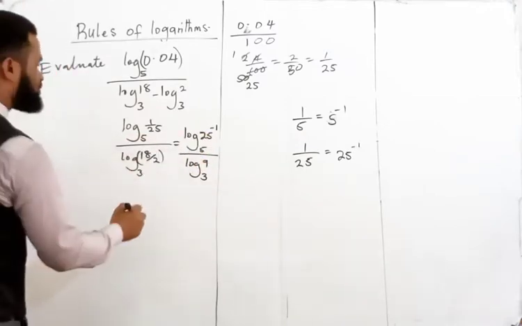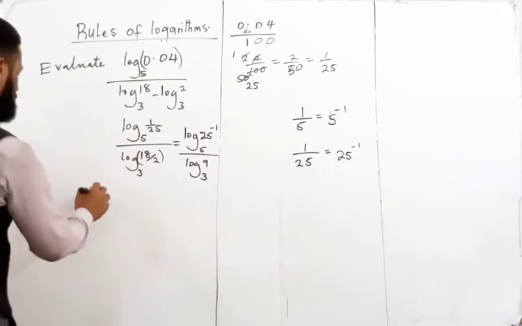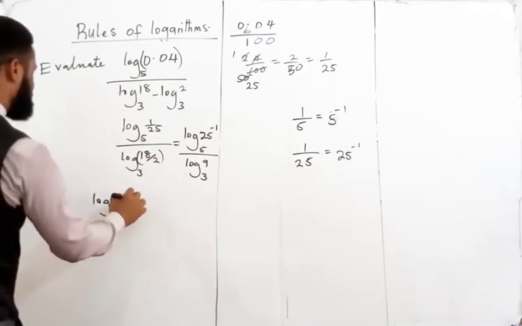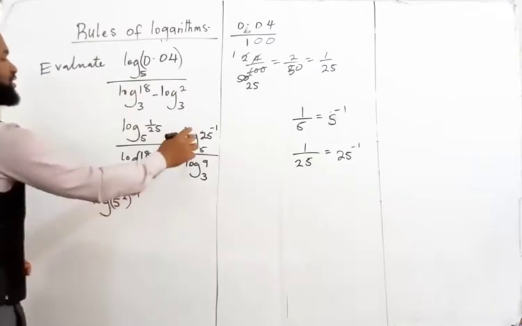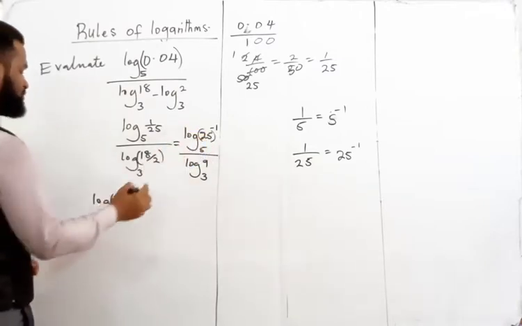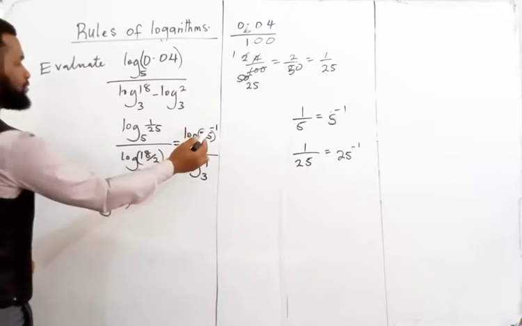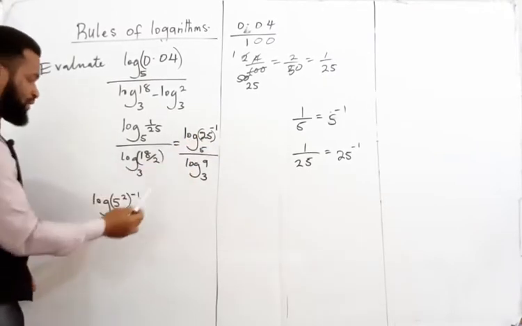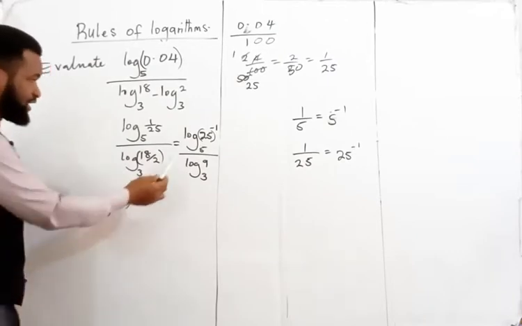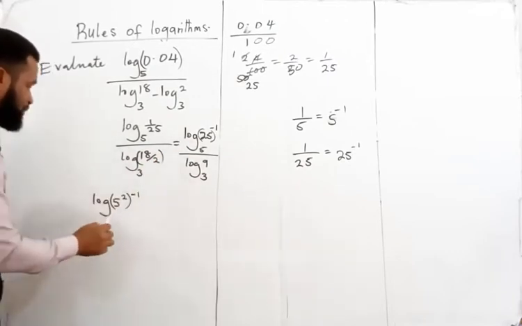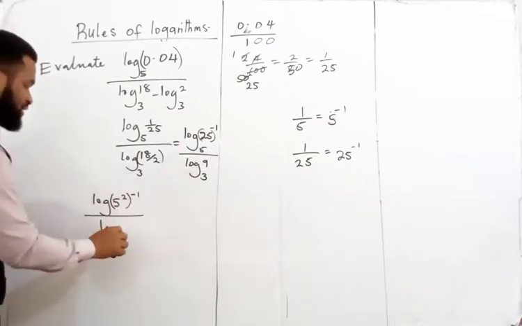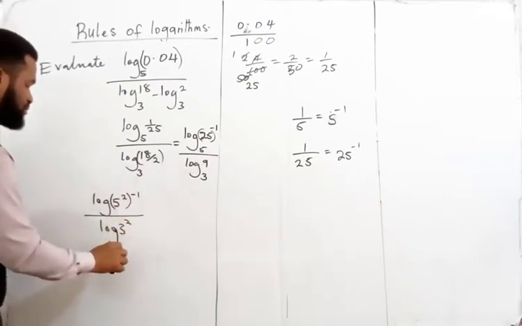So the next thing is going to be log of (5 raised to power 2) all raised to power minus 1, because this is 25, and 25 means 5 raised to power 2, and raised to power minus 1 is on top of the 25. So that is why it is this way. All divided by log 9, and 9 is the same as 3 raised to power 2, and this is base 3.